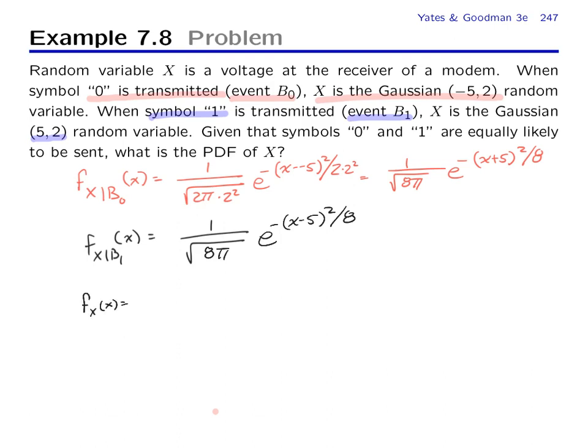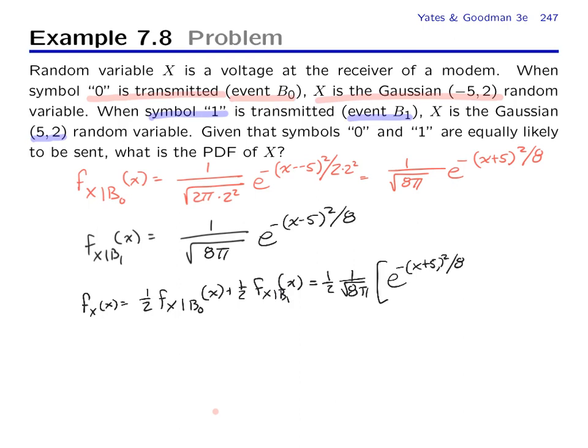And now we can find the PDF of x by combining these two PDFs. Because they're equally probable, they're each weighted by a factor of 1/2. And we obtain 1/2 times 1 over square root of 8 pi, times e to the minus (x plus 5) squared over 8 plus e to the minus (x minus 5) squared over 8.